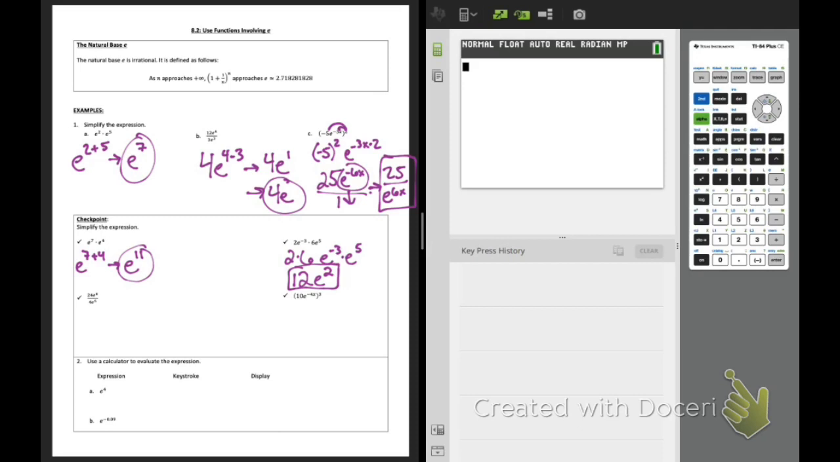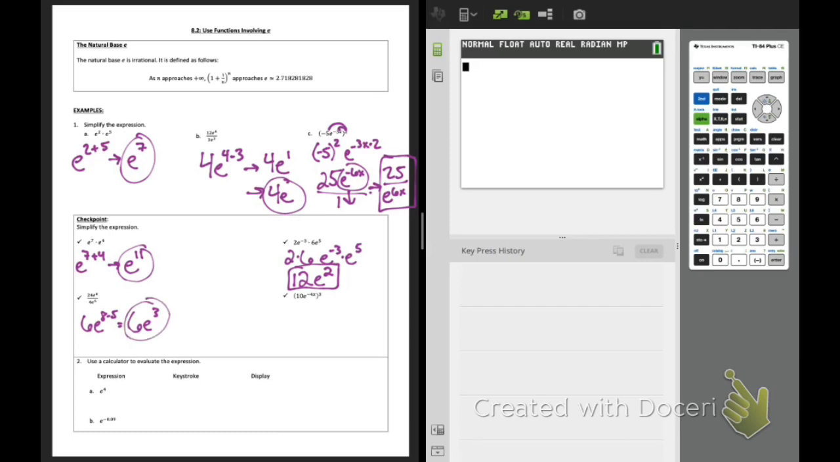24e to the 8th over 4e to the 5th. All we're going to do there is take 24 divided by 4. That becomes 6. e to the 8th over e to the 5th, we subtract them. And that ends up coming out to 6e to the 3rd power.